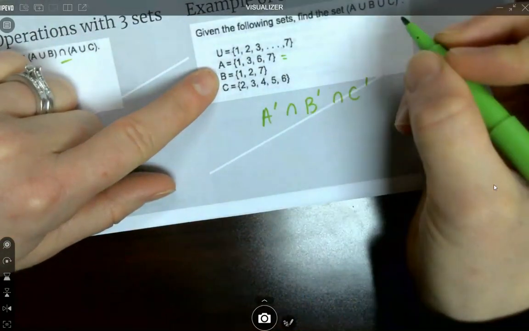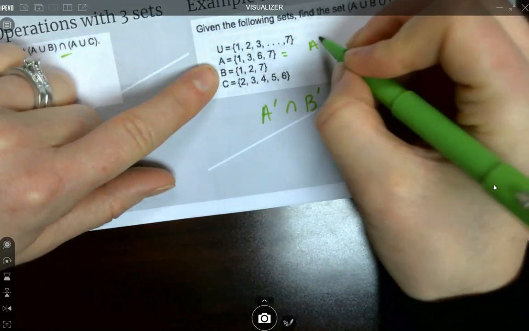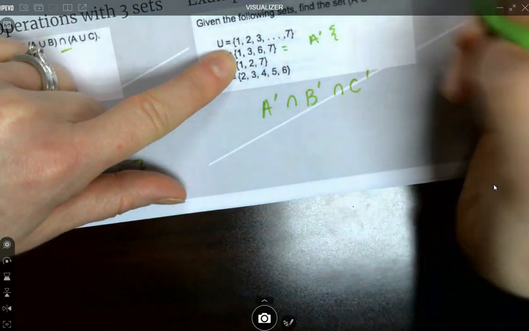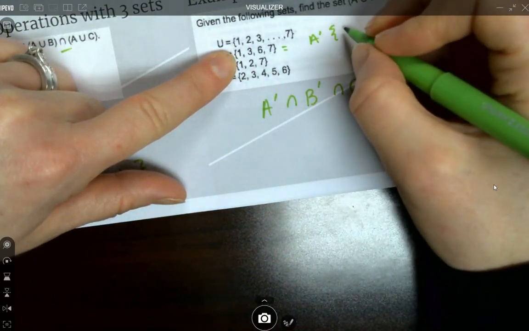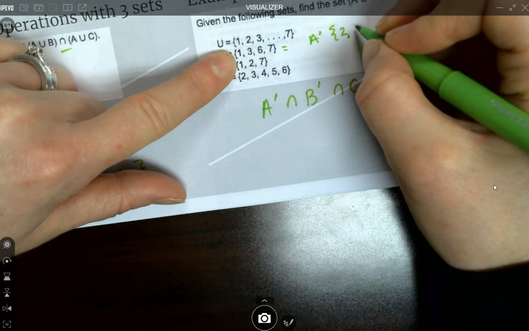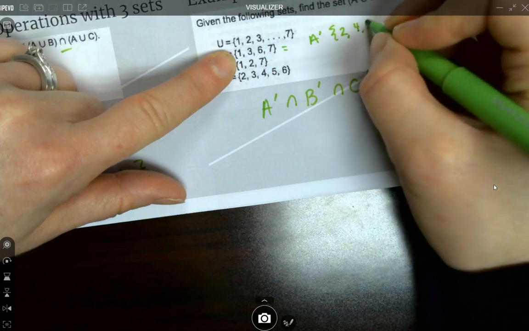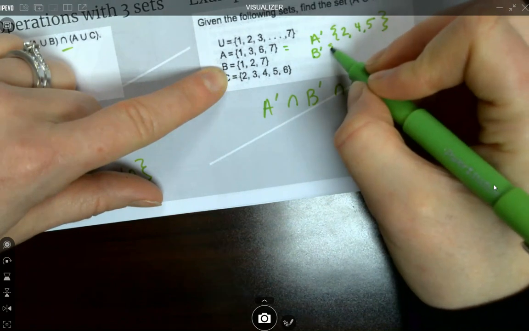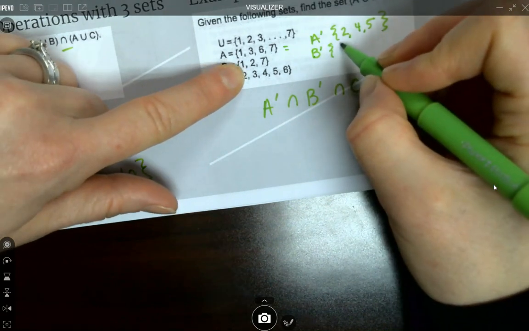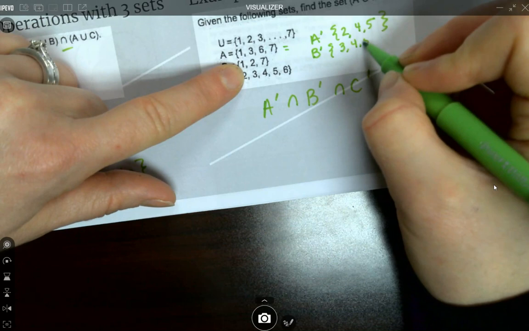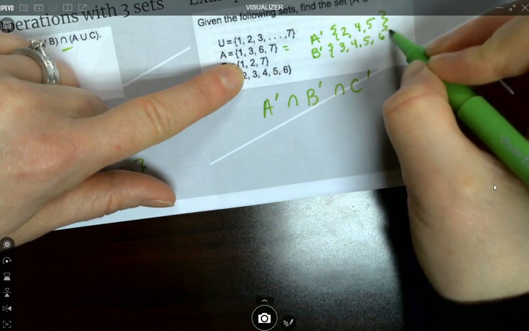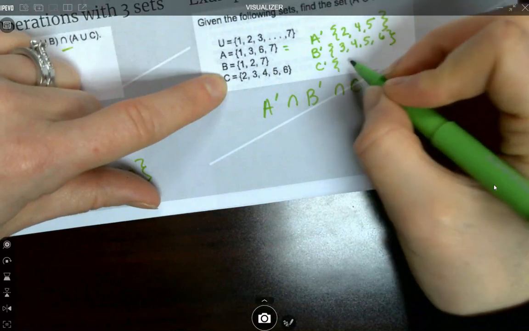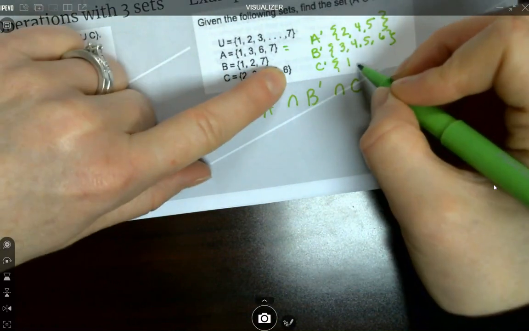I'm going to do A complement, which is all the numbers 1 through 7, natural numbers. So 2, 3, 4, 5, 6, 7. B complement: 3, 4, 5, 6. C prime: 1, 2, 3, 4, 5, 6, 7.